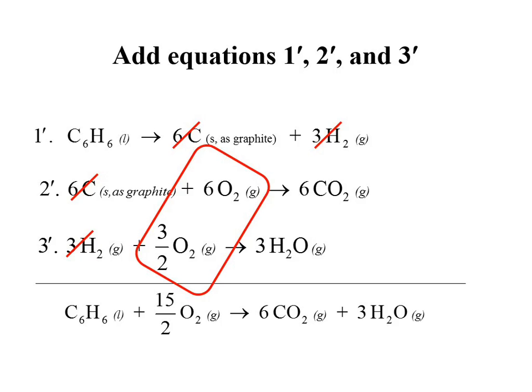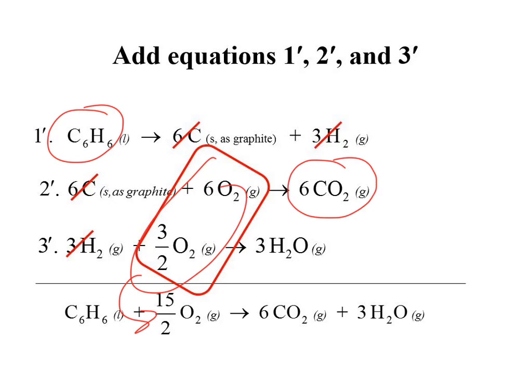This is the Hail Mary moment. This is the does it or does it not? So what we bring down is things that didn't cancel and we combine terms. Things that didn't cancel were this and these, and we combine those to that. And what didn't cancel on the product side were 6 CO2s and 3 H2Os. We bring those down.